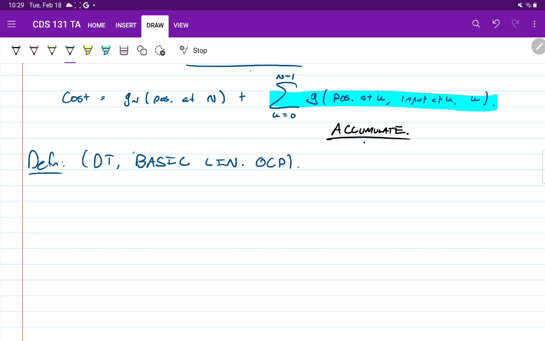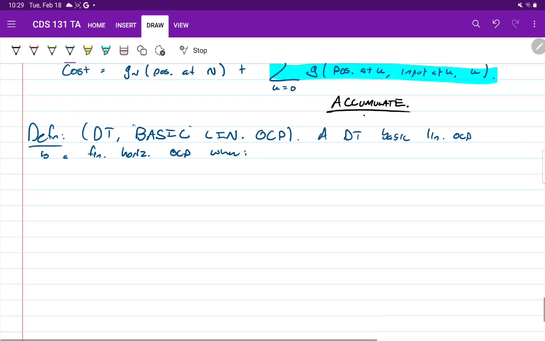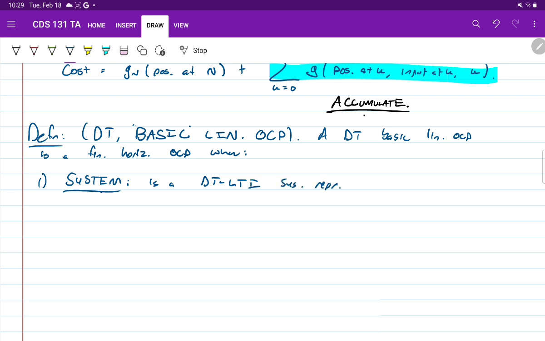Okay, so put "basic" in quotes here. A discrete time basic linear optimal control problem is a finite horizon optimal control problem where the following is true. First, our system is a discrete time LTI system representation (A, B, C, D), in which my state space Σ equals Rn.